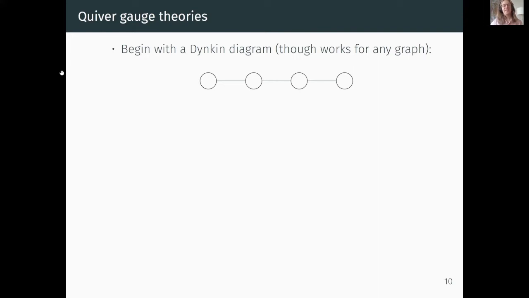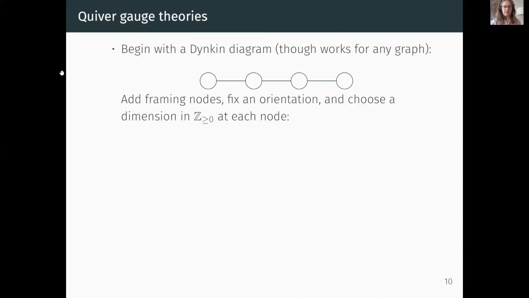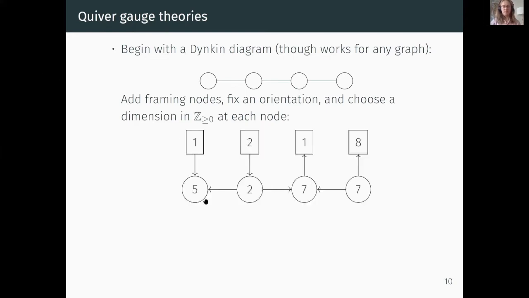Here's A4. What we're going to do is turn this into a quiver with framing. We add some framing nodes, and there's a picture in a second. We choose an orientation, we choose some dimensions. So here's the picture. At the bottom is the original Dynkin diagram. At the top are my framing nodes. There's one for every vertex, and it's only connected to its own vertex. I've chosen some orientation, it actually doesn't matter. And then I chose some dimensions. I could pick any non-negative integer at every node. This is the data we want.